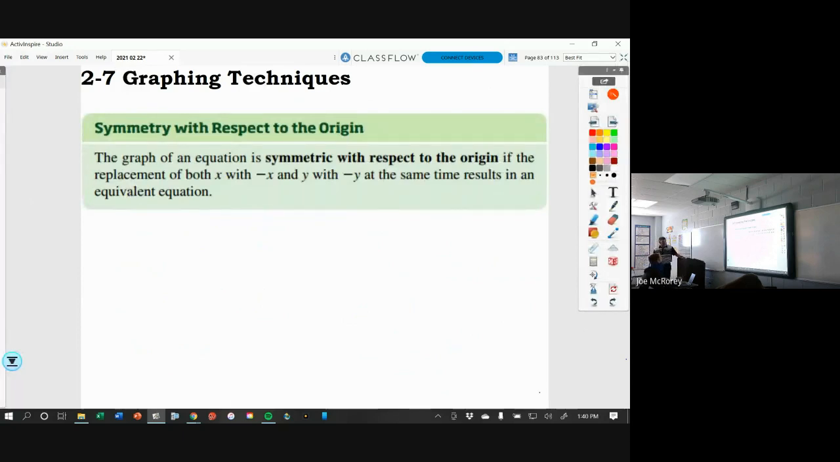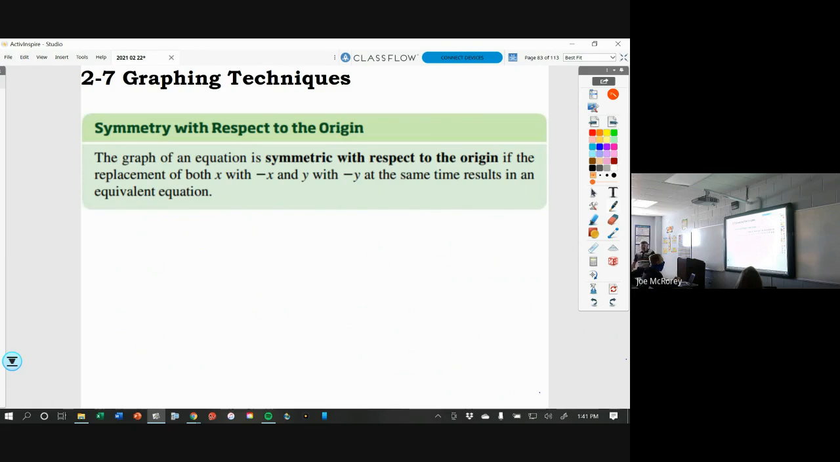Here's another symmetry. A function or graph can be symmetric with respect to the origin. So instead of being reflective or symmetric about a line, it's going to be symmetric about a point. So this is kind of a different concept here. To find out if it's symmetric about the origin, you replace x with negative x, and you replace y with negative y, both at the same time. And if both of them plugged in at the same time come back as the same equation, then yes, it has symmetry about the origin.